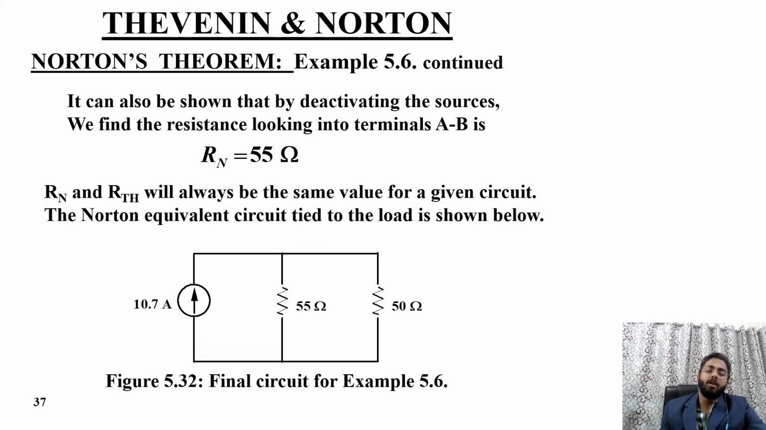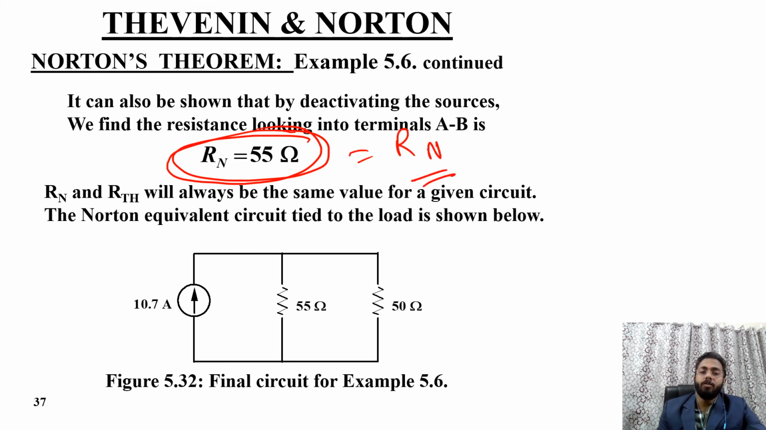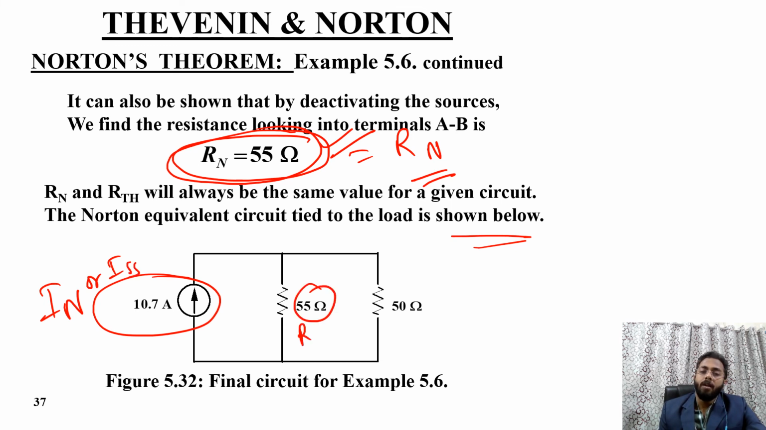Now once you have the current on the load terminal, you can calculate the Norton resistance, as we already calculated the Thevenin resistance. The Thevenin resistance and Norton resistance are the same, equal to 55 ohm here. It can also be shown that by deactivating the sources, we find the resistance looking into terminals A and B, and RN and RTH will always be the same value for the given circuit. The Norton equivalent circuit tied to the load is shown below. Here this is the Norton current ISS, and this is the Norton resistance RN.